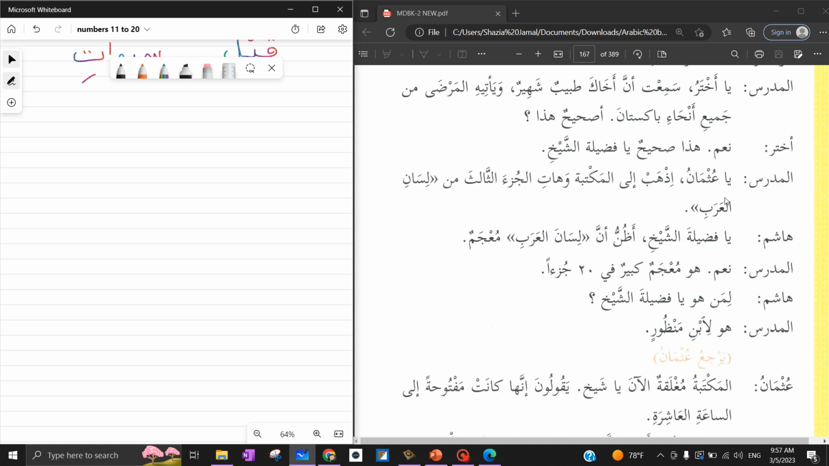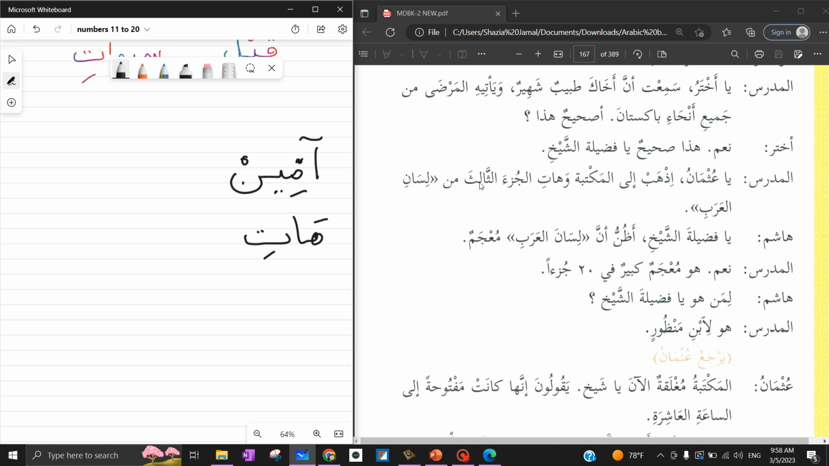So the teacher says, Ya Uthman, idhab ila maktaba. Maktaba is library and maktab without ta marbuta is office. As you can see here, the ta marbuta means library. Go to the library. Wa hati. Hati is another command as we learned about amin. Amin is a command verb which has no structure in past and present. Same is hati. Hati is also a command, no structure in past and present. It's just one structure and it is mabni.